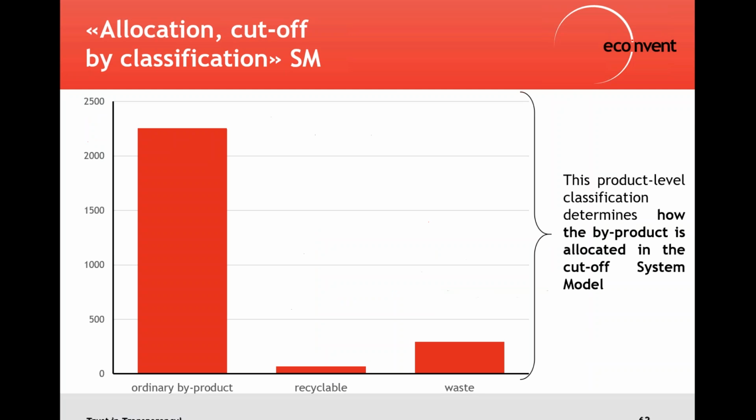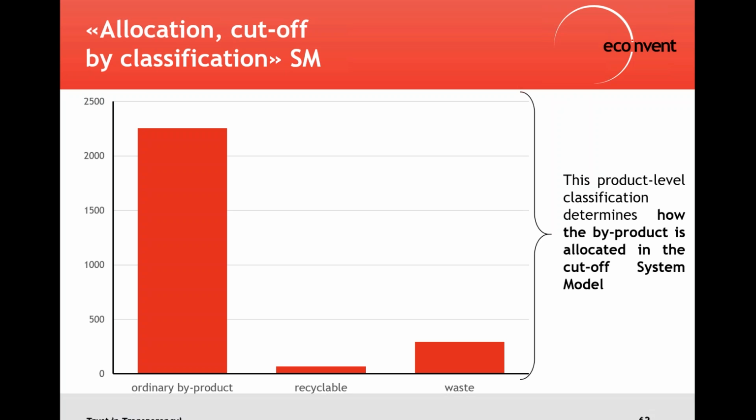Let's see that in depth. In order to calculate the allocation cutoff system model, each product in the database has a classification. It's classified in 3 classes: ordinary byproduct, recyclable, or waste.